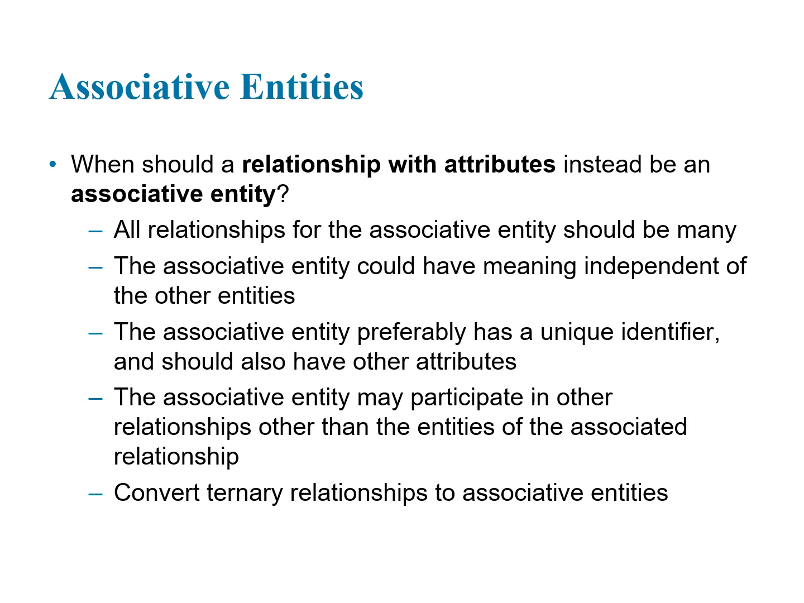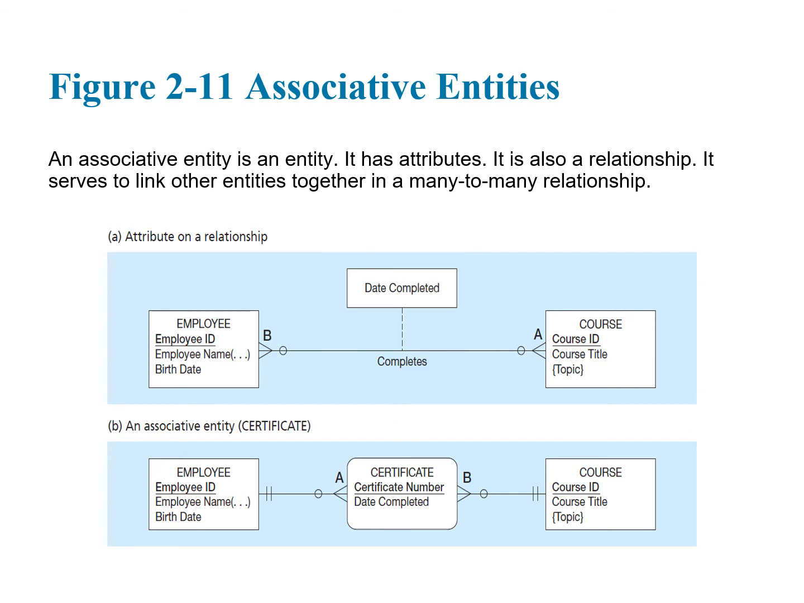Convert ternary relationships to associative entity. Figure 2-11, Associative entity. An associative entity is an entity. It has attributes. It is also a relationship. It serves to link other entities together in a many-to-many relationship. Attribute on a relationship, an associative entity.